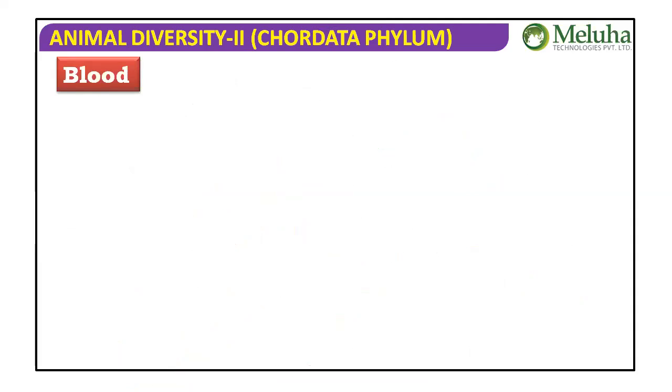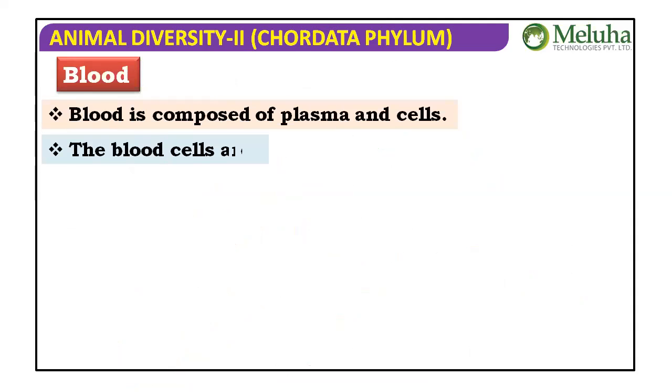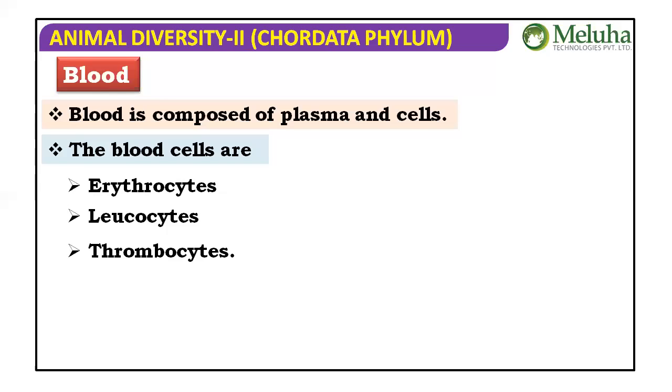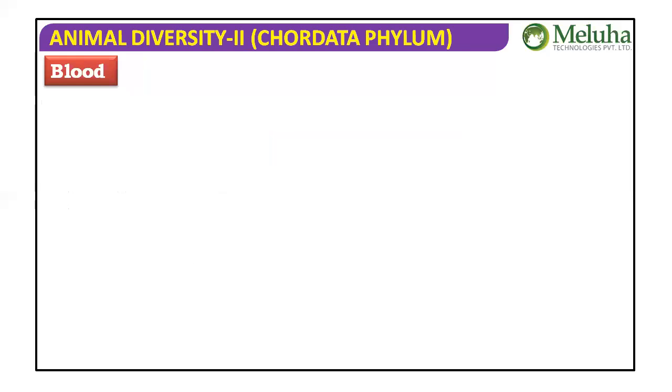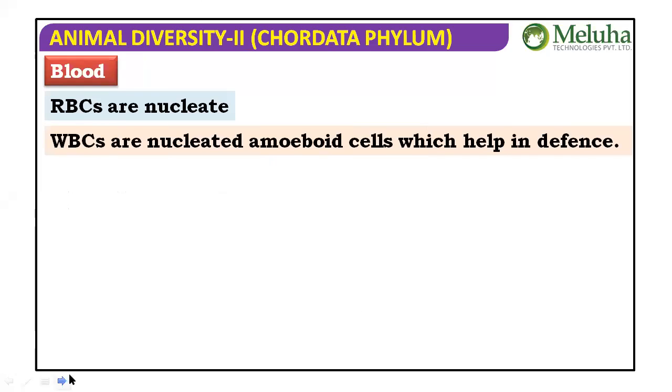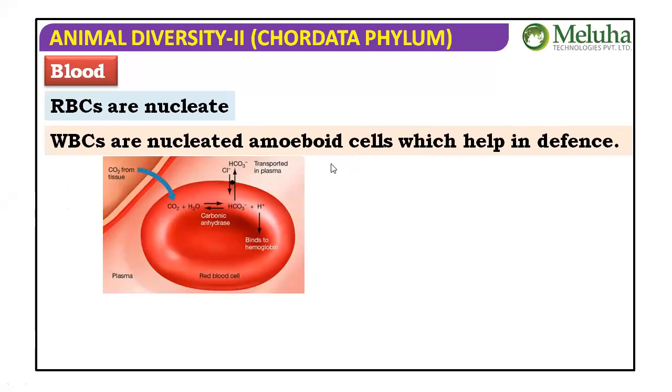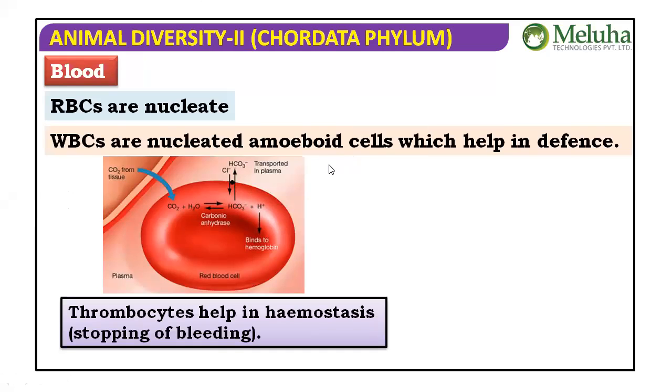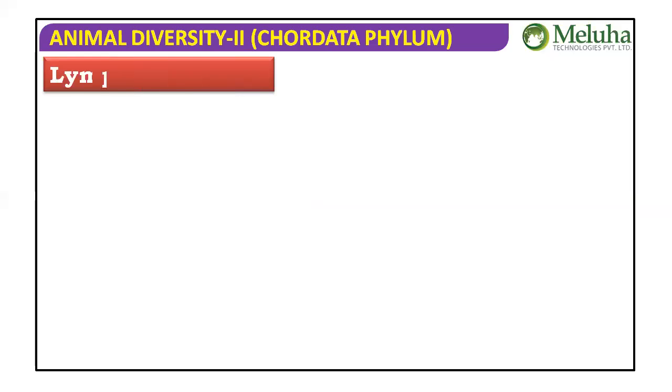Now moving on to the topic: in the blood vascular system, the third one is blood, composed of plasma and cells. The blood cells are erythrocytes, leukocytes, and thrombocytes. Erythrocytes are nothing but RBC. Thrombocytes are helpful for the clotting of the blood. RBCs are said to be nucleated, that means having a nucleus. Ours are enucleate. WBCs are nucleated amoeboid cells which help in defense. Thrombocytes help in blood clotting, hemostasis. The process of blood clotting we can say is hemostasis.